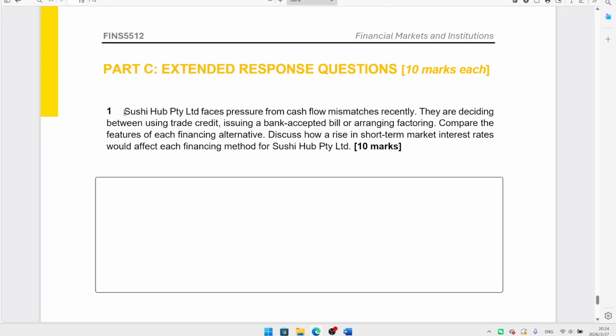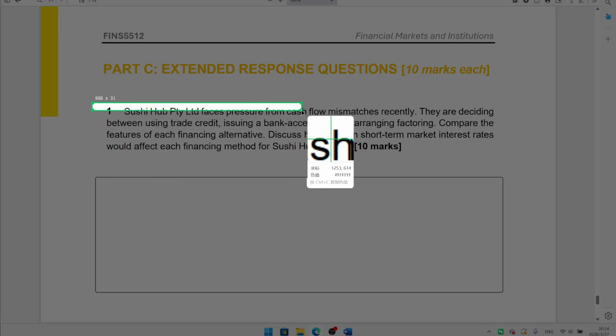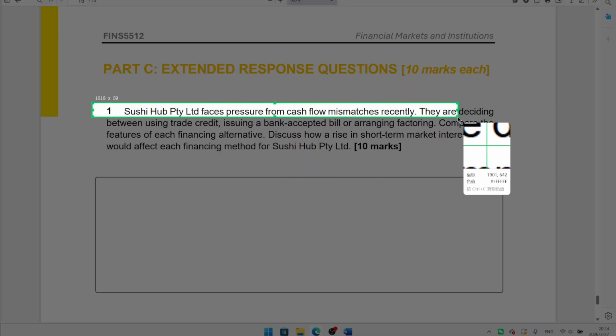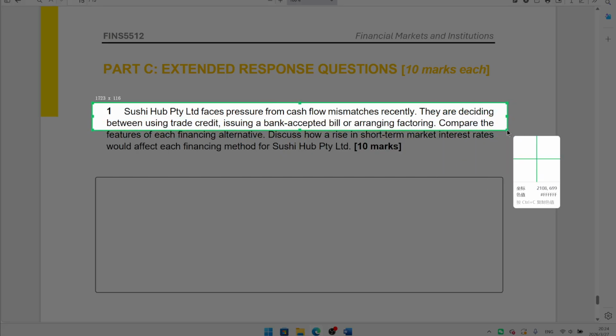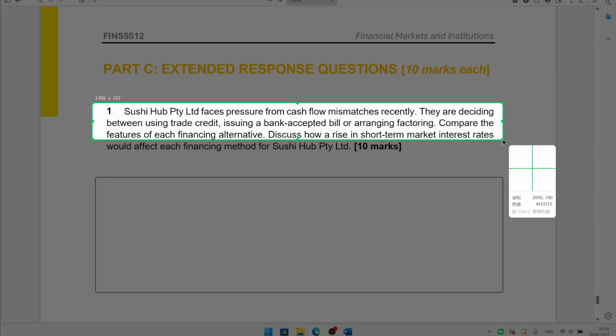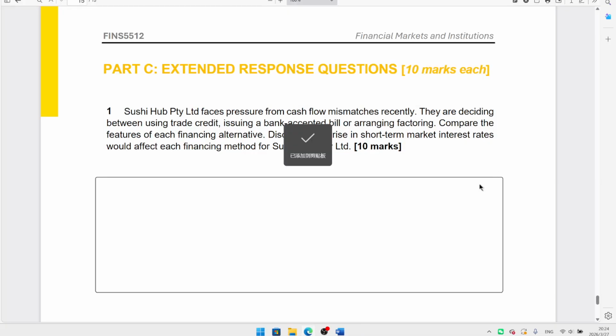Sushi Hub faces pressure from cash flow mismatch recently. They are deciding between using trade credit, issuing a bank accepted bill, or arranging factoring. Compare the effect of each alternative. Discuss how a rise in short-term market interest rates would affect each method in Sushi Hub.